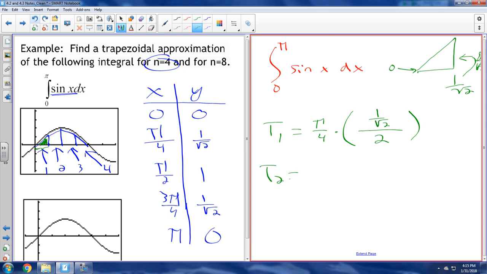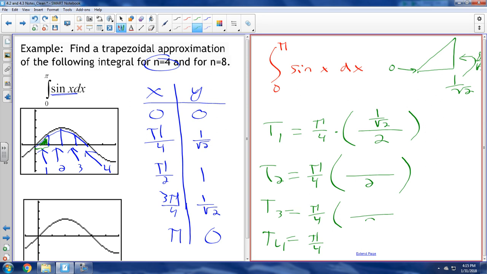Let's look at the second trapezoid. Well, all of these trapezoids are going to be pi over 4 wide, so that's a good thing. Simplifies a little bit of our algebra. And then they're all going to be divided by 2, right? And we can see that we're kind of doing some repetitive stuff here. And I'm going to try to make that less repetitive as time goes on.